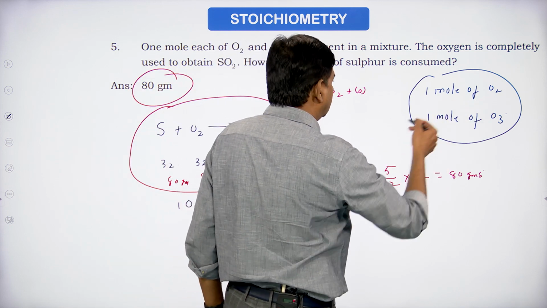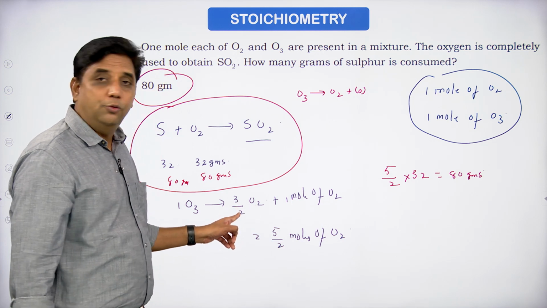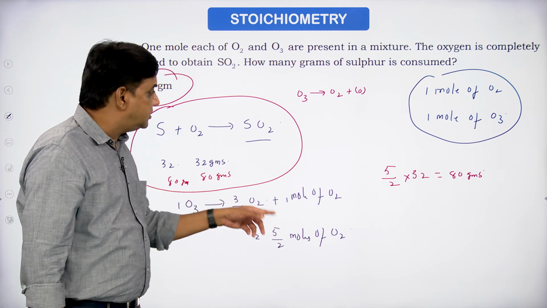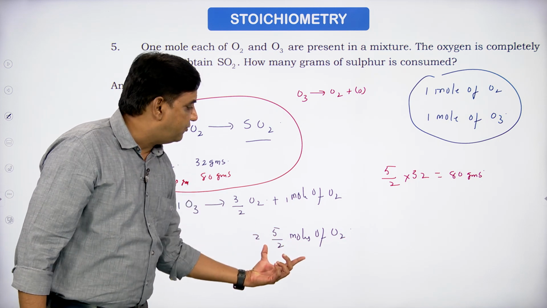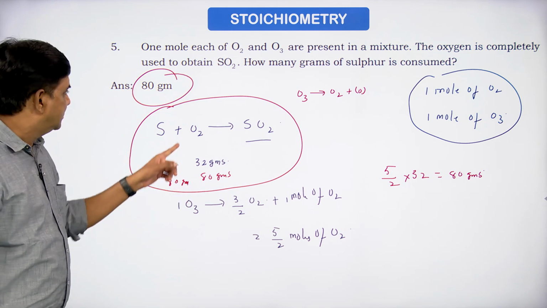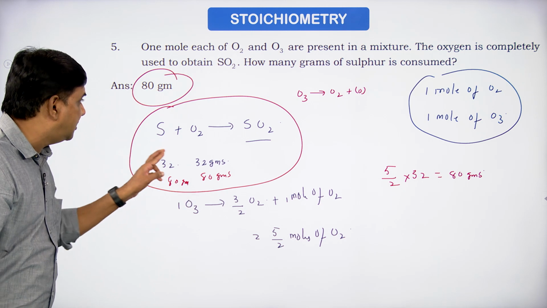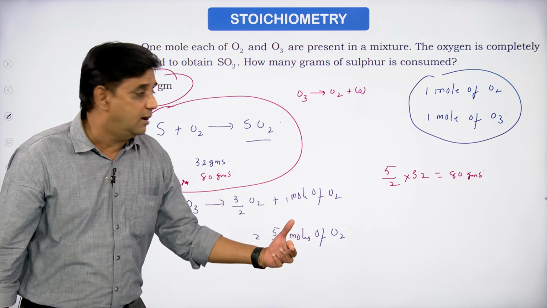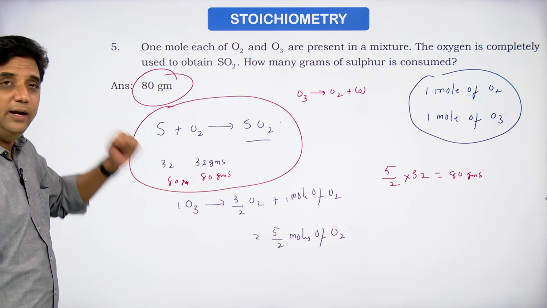So, 1 mole of O3 is equal to 3/2 moles of oxygen. So, 3/2 moles of oxygen plus 1 mole of oxygen, total 5/2 moles of oxygen. What is the mass of 5/2 moles of oxygen? 80 grams. So, 32 grams of oxygen combines with 32 grams of sulfur, 80 grams of oxygen will combine with 80 grams of sulfur. So the mass of the sulfur that is consumed is 80 grams.